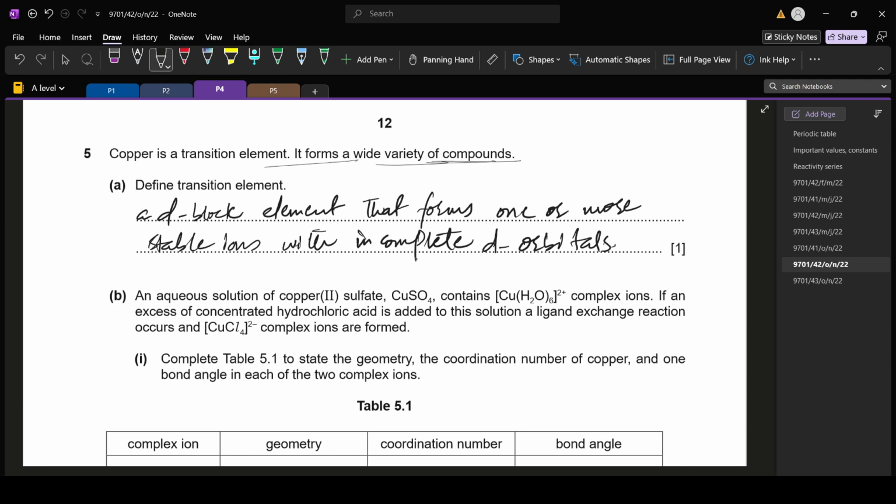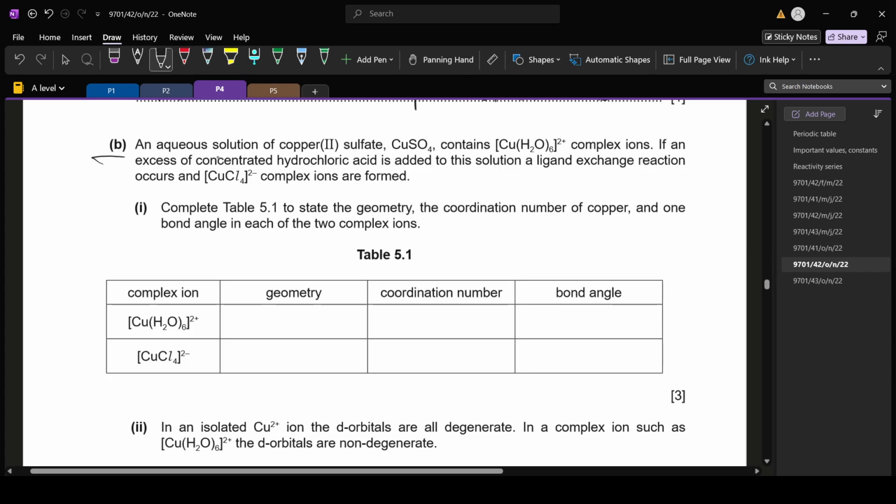Now part B. An aqueous solution of copper(II) sulfate contains this complex ion. If an excess of concentrated hydrochloric acid is added to this solution, a ligand exchange reaction occurs, and this copper complex is formed. Complete table 5.1 to state the geometry, the coordination number of copper, and the bond angle in each of the two complexes.